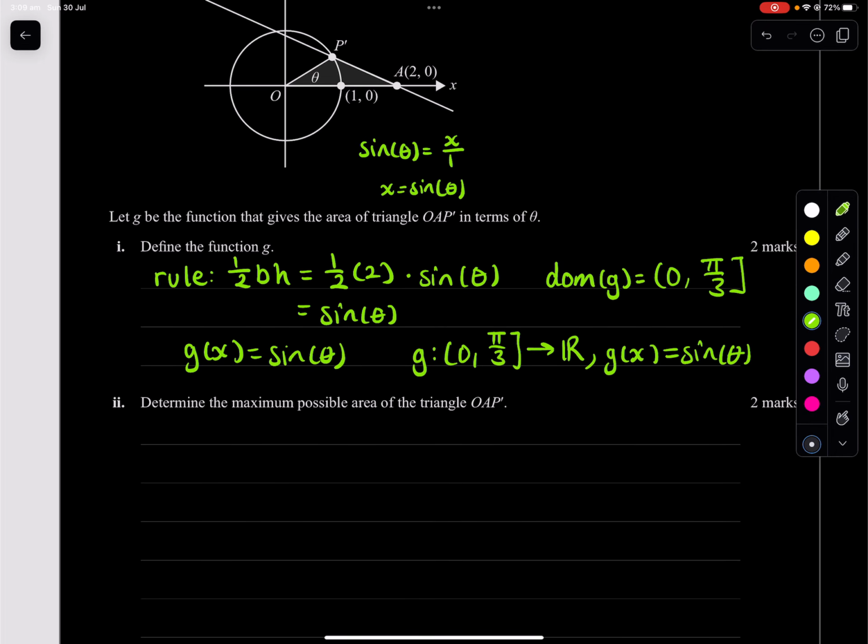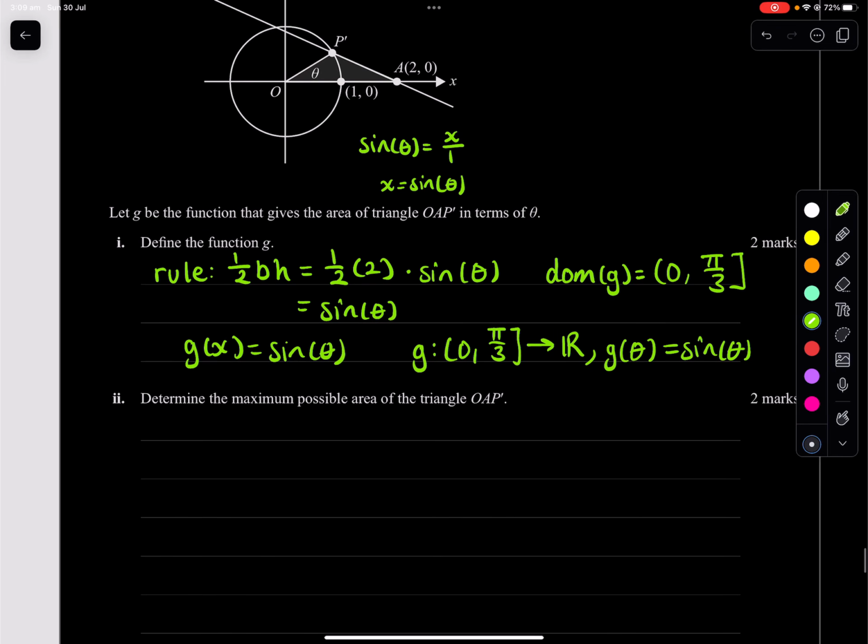Oh, sine, what am I doing? So I'm supposed to say sine theta is equal to this. Have I done anything? Looks right. Okay.